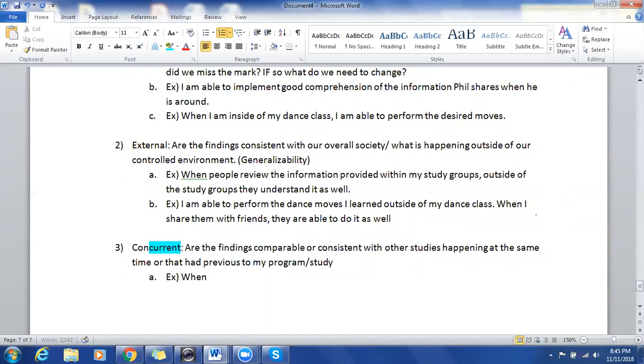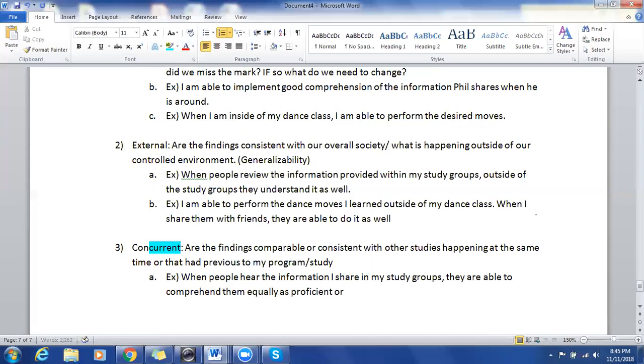So an example: when people hear the information I share in my study groups, they are able to comprehend it equally as proficiently or more proficiently than other sources. And a key thing to keep in mind here is consistency is key.